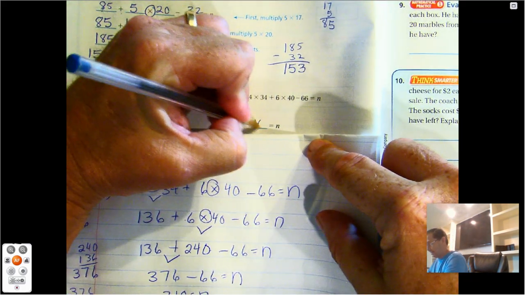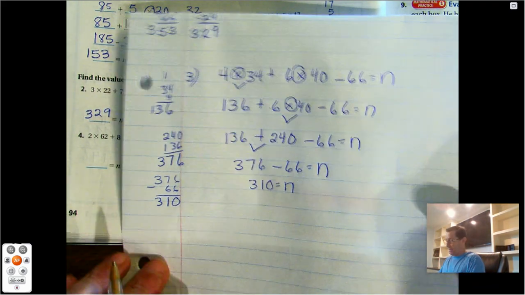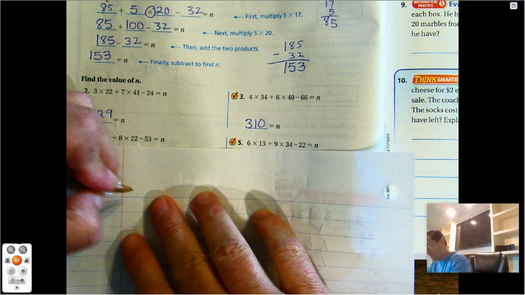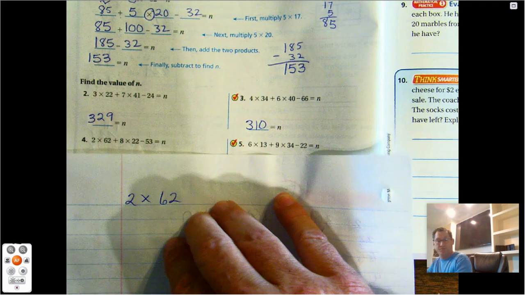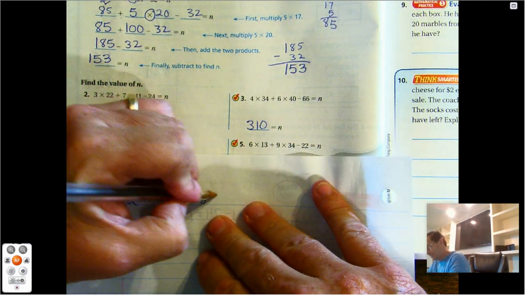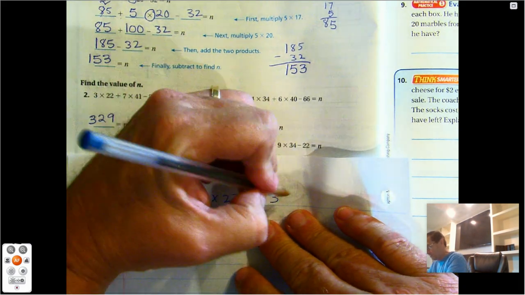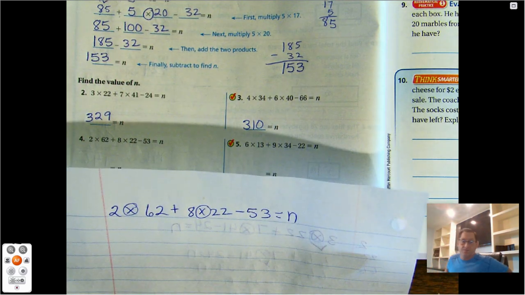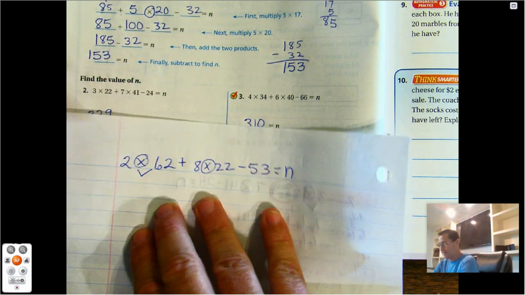All right, number 4. We have 2 times 62 plus 8 times 22 minus 53 equals n. I see two multiplication problems, so I know I need to do those first. Okay, I'm going to do the multiplications left to right.